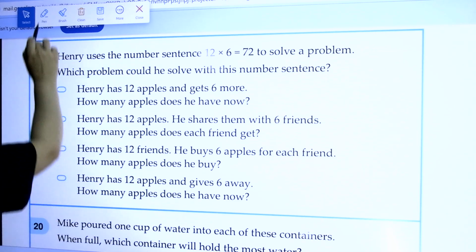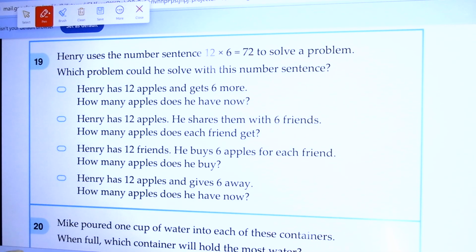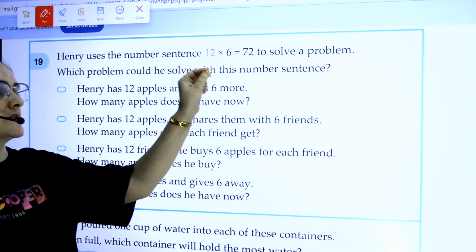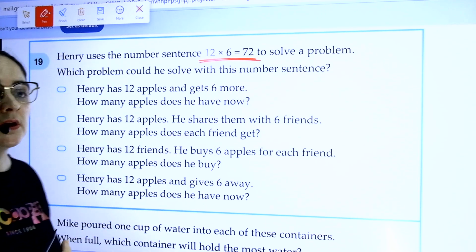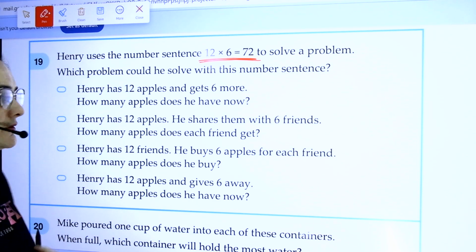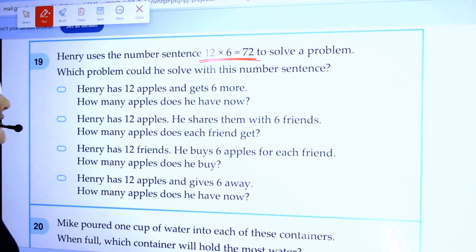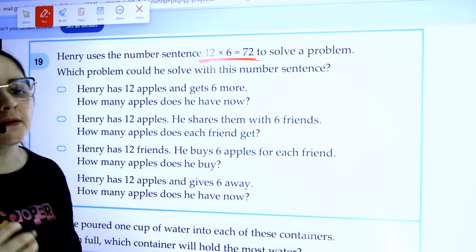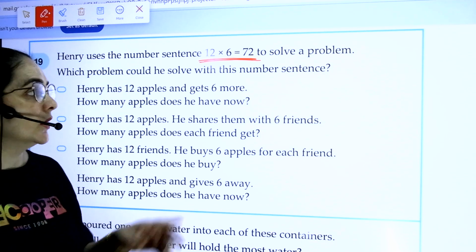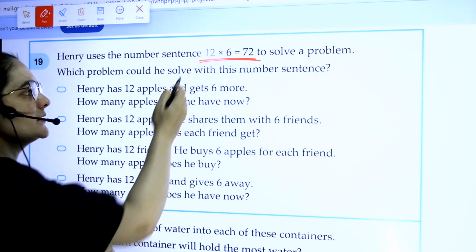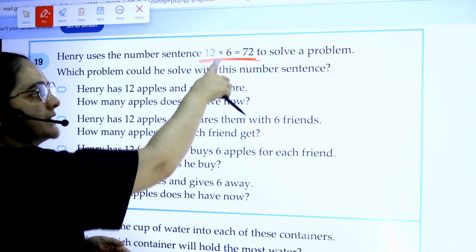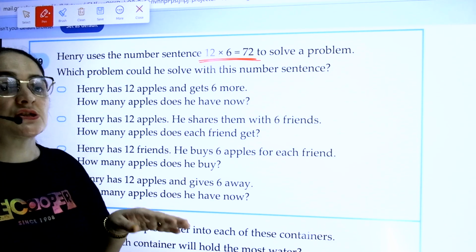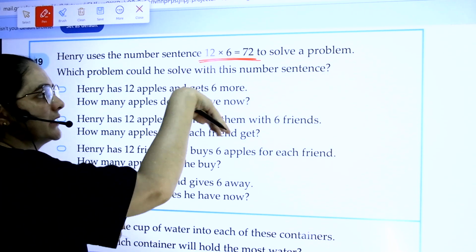Let's move on to the next one, 19. Question 19 is about Henry, who uses the number sentence 12 times 6 equals 72 to solve a problem. You know, multiplication is basically repeated addition. You must have seen it in your year 2 book also. Either he is doing 12 plus 12 plus 12 plus 12 plus 12 plus 12, 6 times, or he is adding 6, that means 6 plus 6 plus 6 plus 6, 12 times. So he's either adding 12s or adding 6s.